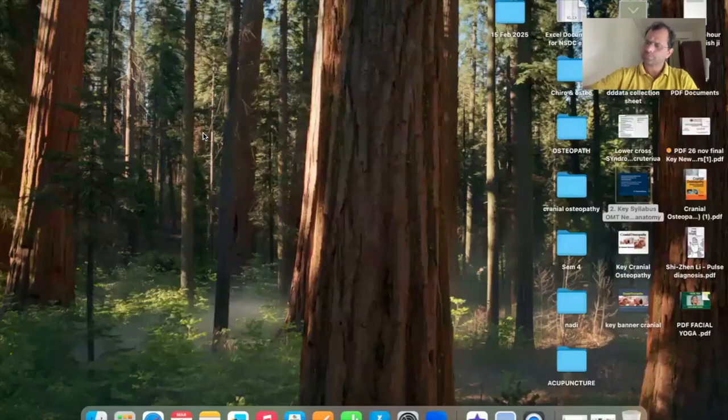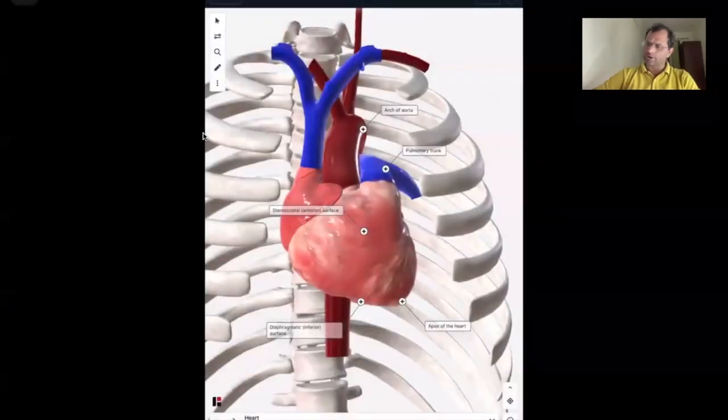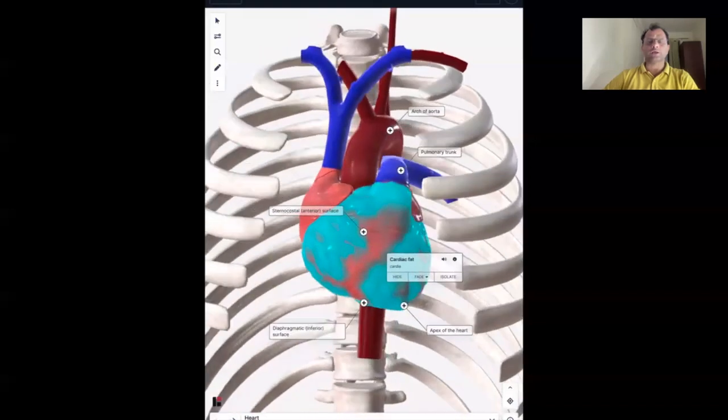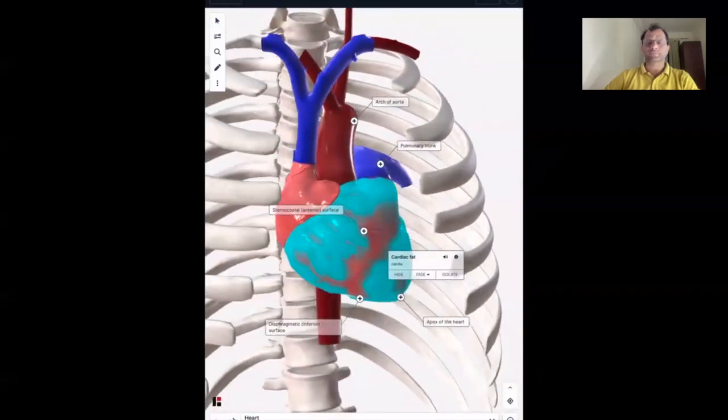So now we will be seeing blood supply. So we know who is pumping the blood. हमारे शरीर में ब्लड को पंप कौन करता है? So now look at here, this is the heart. The heart is pumping the blood.